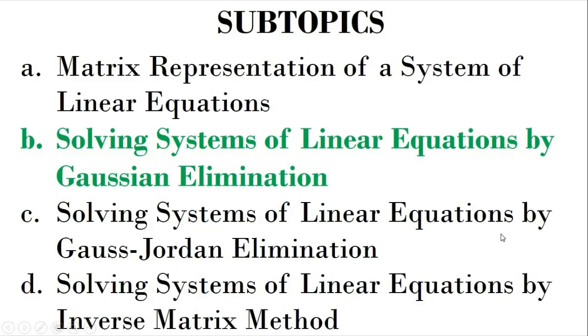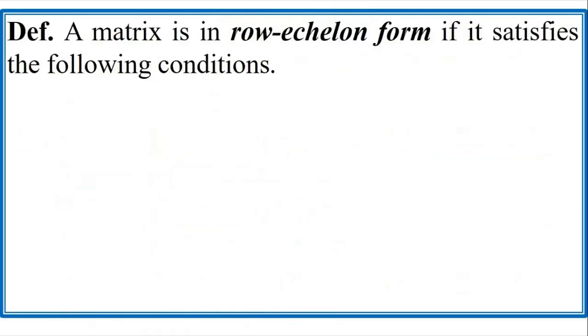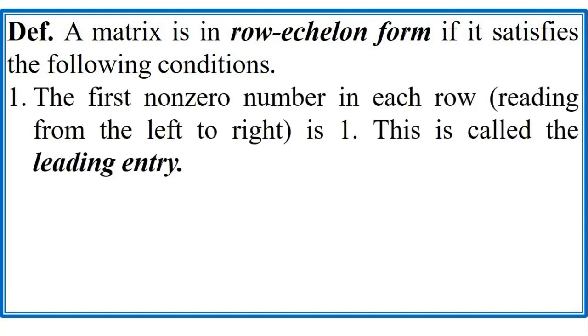So now we will be learning how to solve a given system of linear equations by Gaussian elimination. First, we will understand a matrix that is in row echelon form. So a matrix is said to be in REF or row echelon form if the following conditions are satisfied.